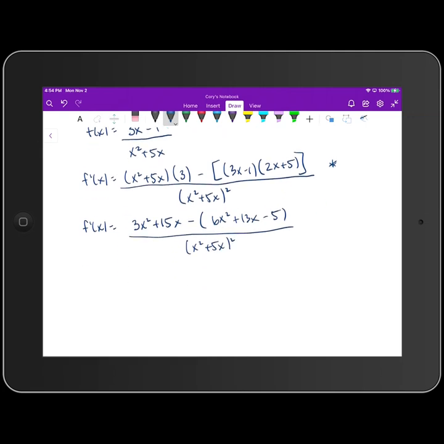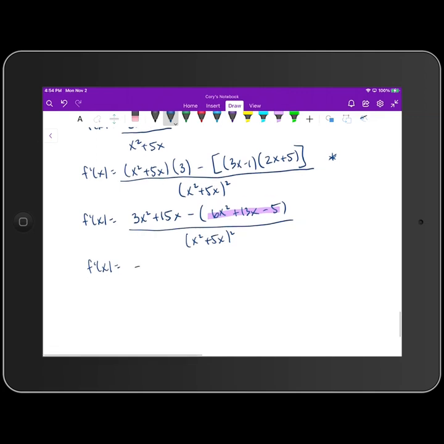Okay, so I'm going to distribute the negative across all three of these terms. And then I'm going to combine like terms in the numerator. So we get f prime equal to 3x squared minus 6x squared, that's -3x squared. 15x minus 13x is plus 2x. And then the opposite of -5 is positive 5. We're going to divide that by x squared plus 5x quantity squared.